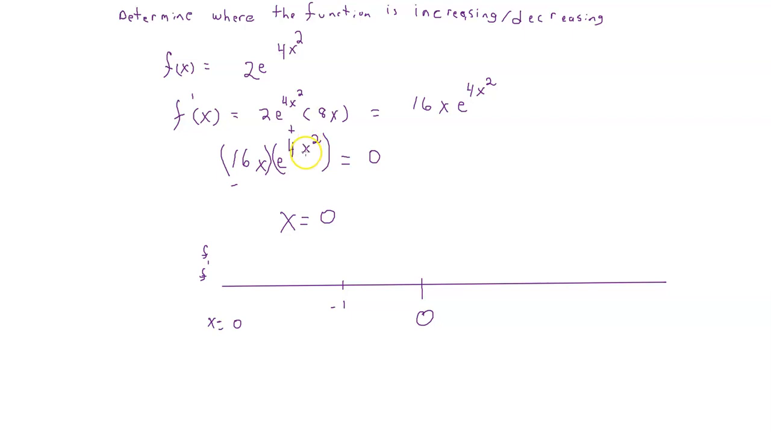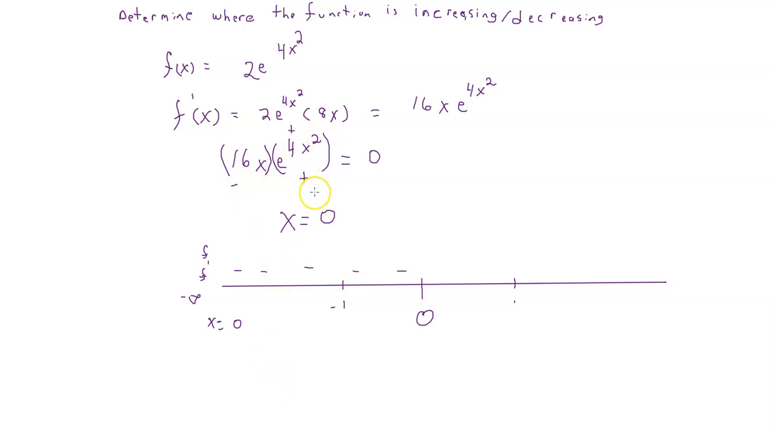If I put -1 here, I get -1 squared, which is 1, and I get e to the 4. Well, e to the 4 is positive. I don't need to evaluate what exactly that number is. Negative times positive is negative. So -1 is in this interval from -infinity up to 0. And then let's look at 1. Let's make it easy. And you can use a calculator if you want and just plug the numbers in and see if the result's positive or negative.